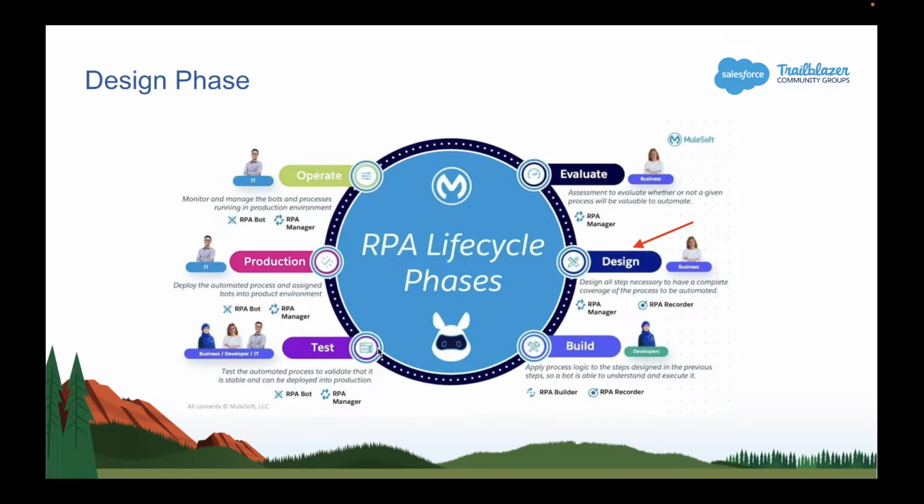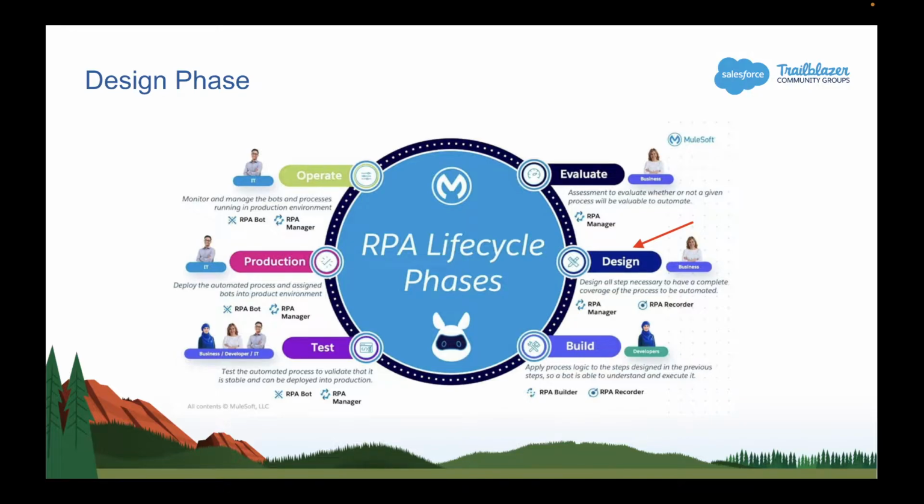So this is the diagram which you all will be going through. You all must know about this RPA lifecycle diagram. We were in the evaluate phase previously, and now we are in the design phase. Once we have come to a conclusion that the process is best fit to be automated using MuleSoft RPA, we would now proceed to the design phase.